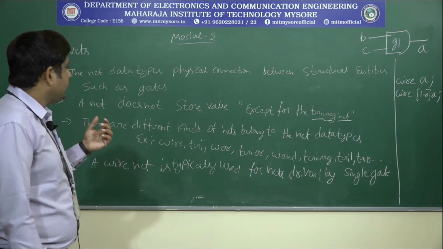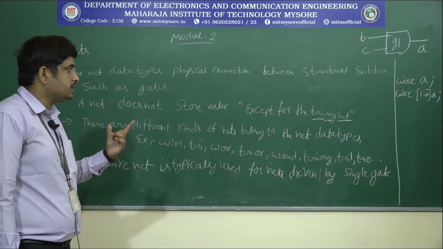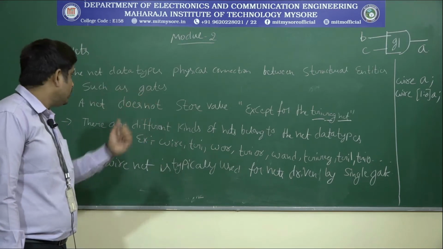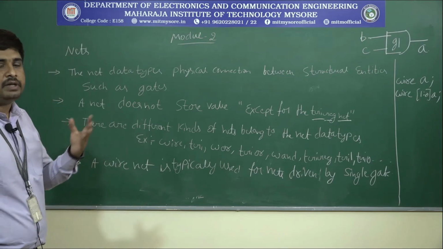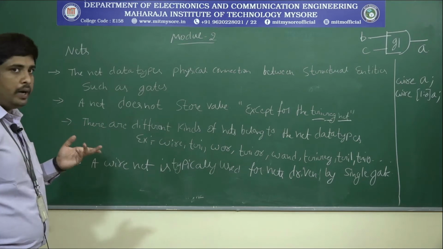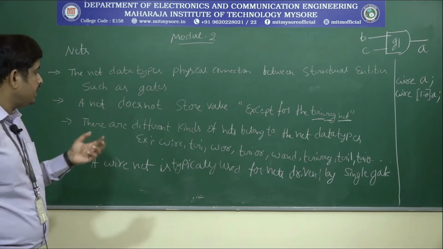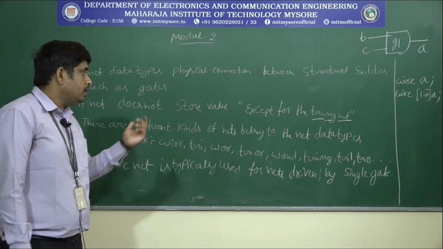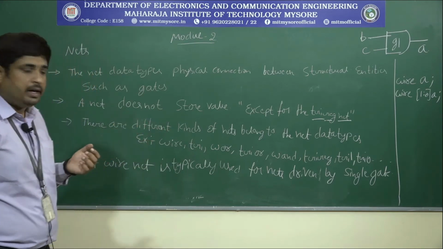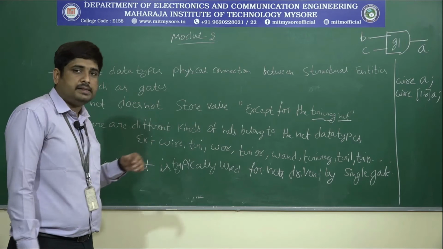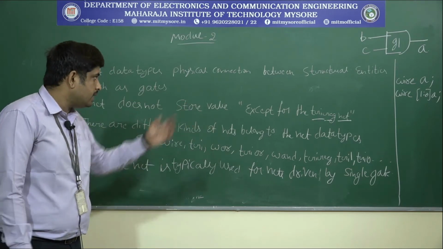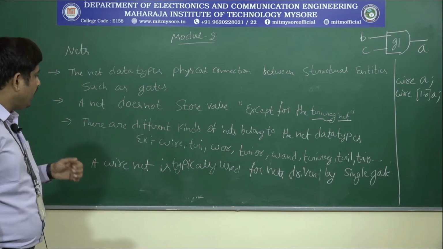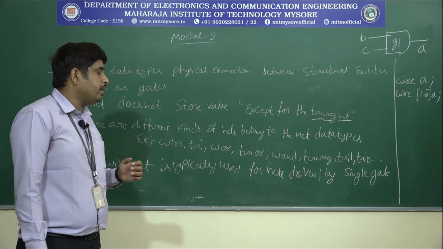So next, a net does not store any value, except in one condition, that is when using tri reg, and at that time we are using it as a storage device. So there are different kinds of nets available here. For example, wire; we mainly use wire as the keyword for net. Then it may be tri, then wor, then triand, wand. So that 'or' and 'and' indicate the name of the gate. Then it may be tri1 or tri0 or trireg. We already discussed trireg acts as a storage element. Here a wire net is typically used for a net driven by a single gate.